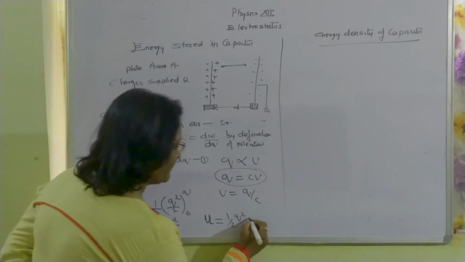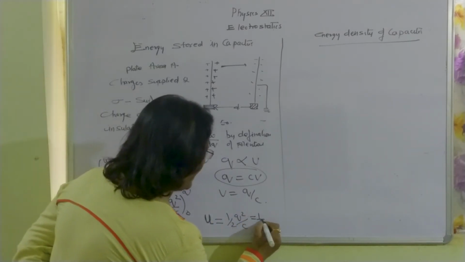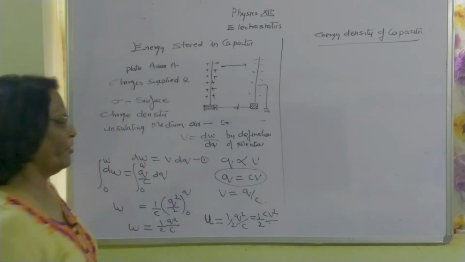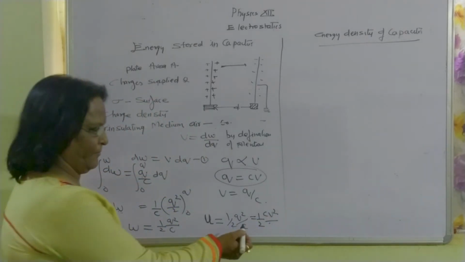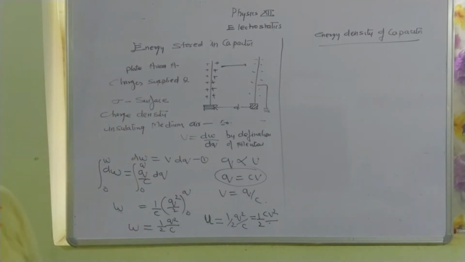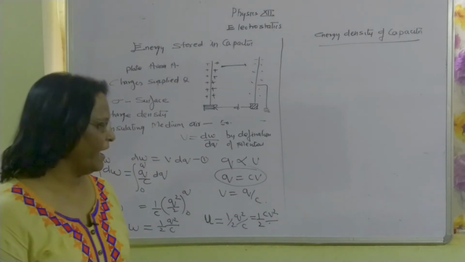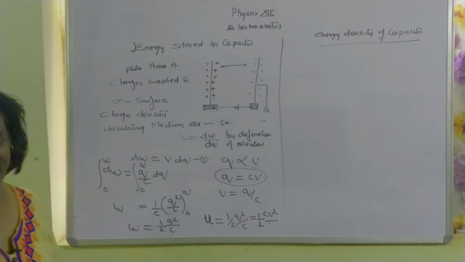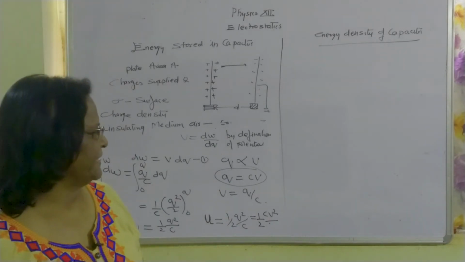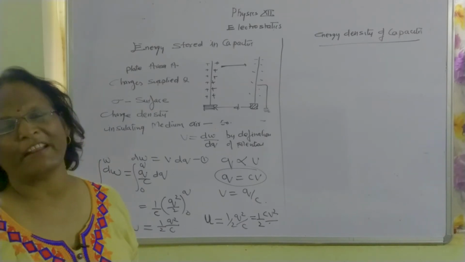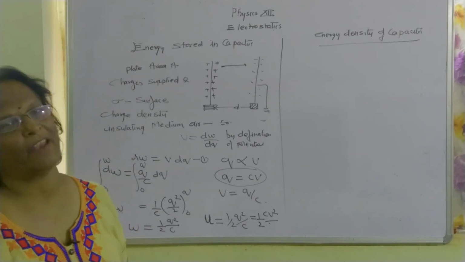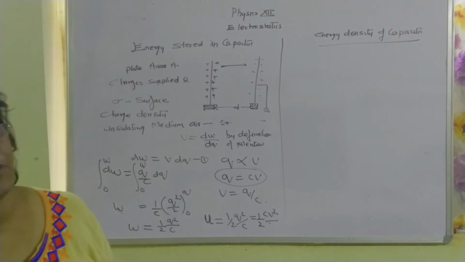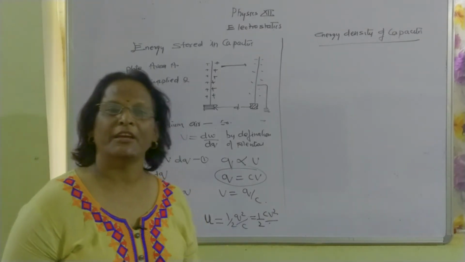What will we get? We get U equals 1 upon 2 CV square, because C will be cancelled, V square will be there. In place of Q, I have placed CV. So this formula we got for energy stored in a capacitor. This is how the work which is done on a system can be converted into energy and stored, and whenever it is required, this electrical energy can be utilized.